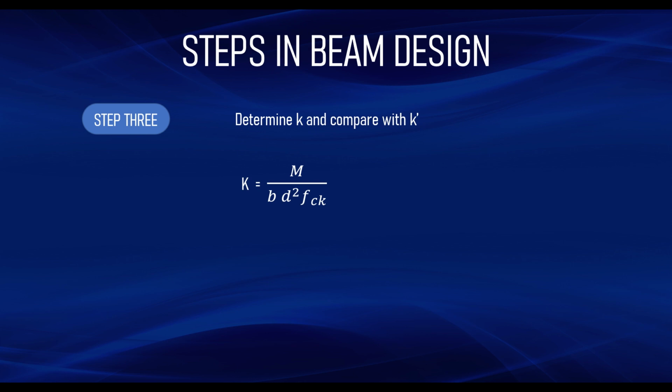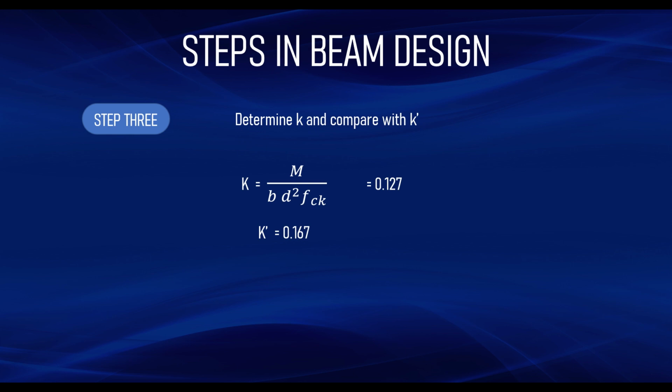If we are designing for the moment of 96.58 kilonewton meters, you are going to end up with a K value of 0.127 if you substitute b to be 230 and d to be 407 respectively. Then the next thing is your K prime is equal to 0.167. This is from the moment redistribution ratio formula that we have in the previous slide.